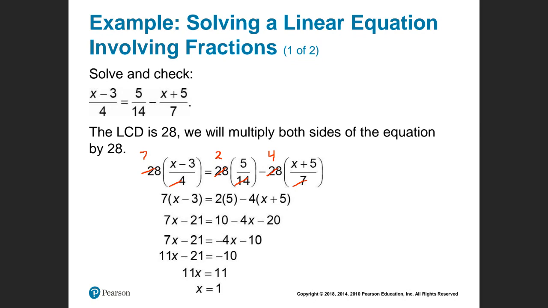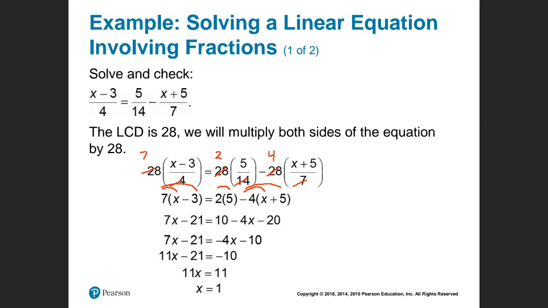So next, do the distributive property. 7 times x is 7x, minus 7 times 3 is 21, equals 2 times 5 is 10. Now go to the next one. Negative 4 times x is negative 4x. Negative 4 times 5 is negative 20.